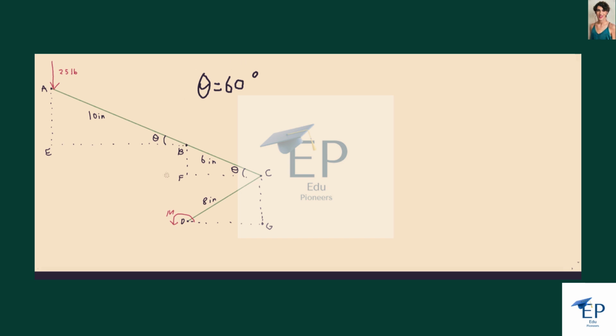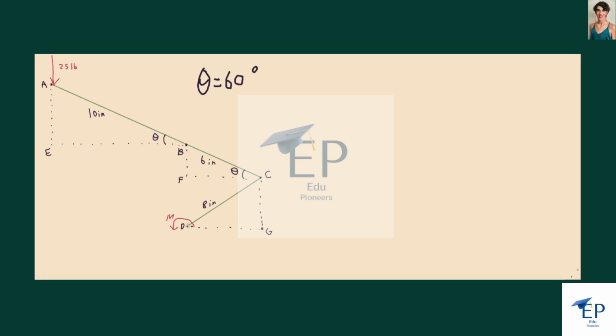We're going to find the moment required at point D to keep the system in equilibrium whenever an input force of 25 pounds is pushed into the system at point A. To do that, we're going to take the sum of all moments about D, and with that expression, we can solve for the required moment to keep it in equilibrium.